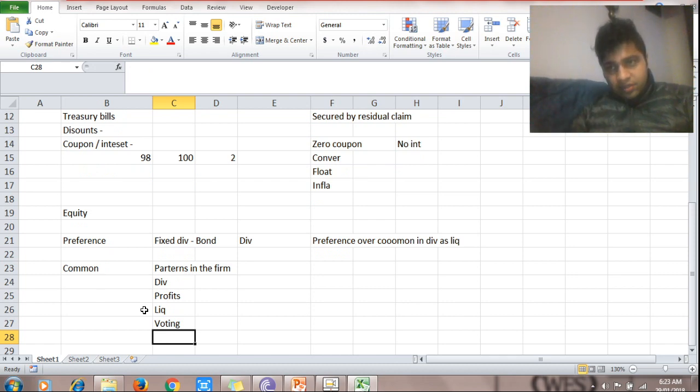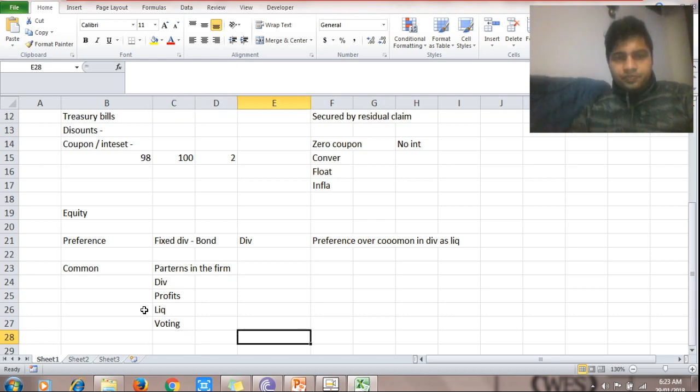Whenever you invest, you get dividends if the company declares them. You get profits, so whatever profits are left after paying everyone else belong to you. You get liquidation rights, that is, when the company is wound down and closed, if everyone else is paid, whatever is remaining belongs to you. And you get voting rights.